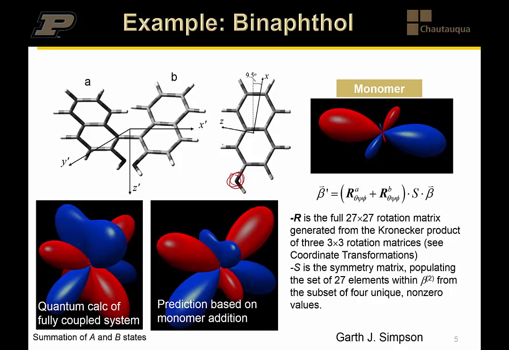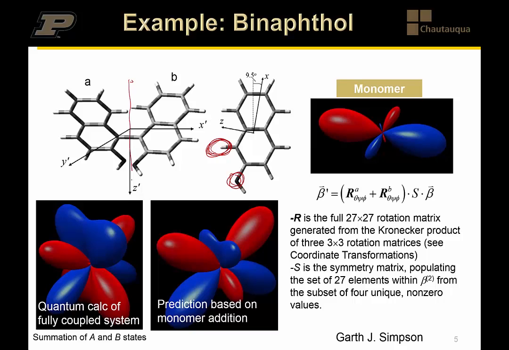SHG. That, and the fact that once you bind another naphthol moiety onto this particular carbon, it's going to change the nonlinear properties of the monomer as well. And that's not easily accounted for if we just consider binaphthol.